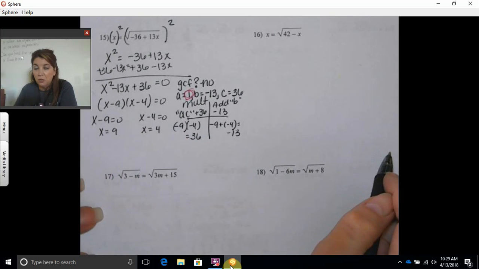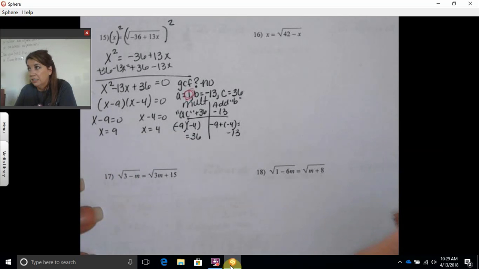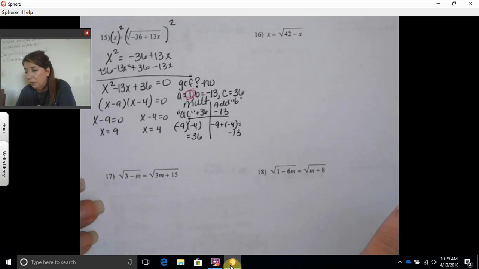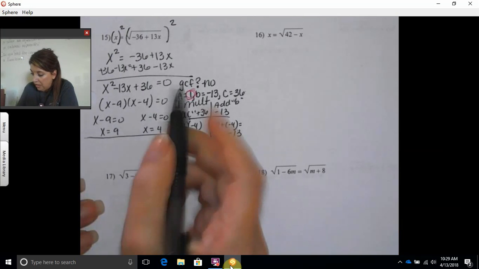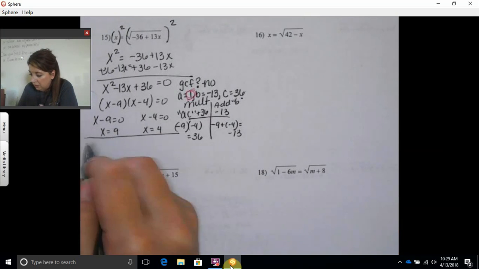Now, remember, on these radical equations, we get extraneous solutions a lot. And if you give me one of these answers and it's extraneous, that's wrong. So, it's imperative. What does imperative mean? Really important, that you check your work, that you check yourself before you wreck yourself. I'm going to check x equals 9 first.